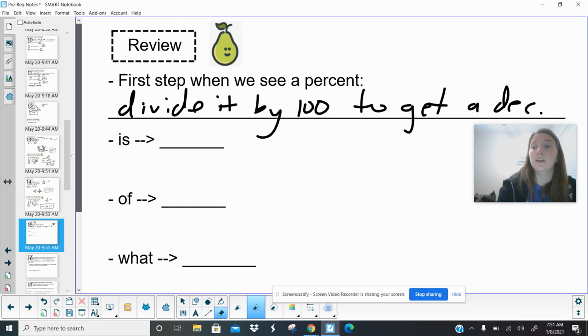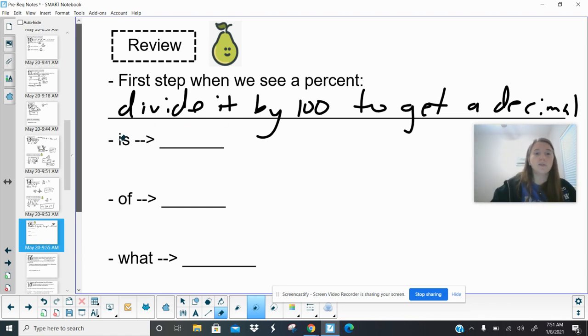Immediately, it literally does not matter the context or what question it is. If you're reading a huge paragraph and you see a percent, you might want to go, oh, before I continue reading, divide by 100, get the decimal off to the side, okay, good, and go on.